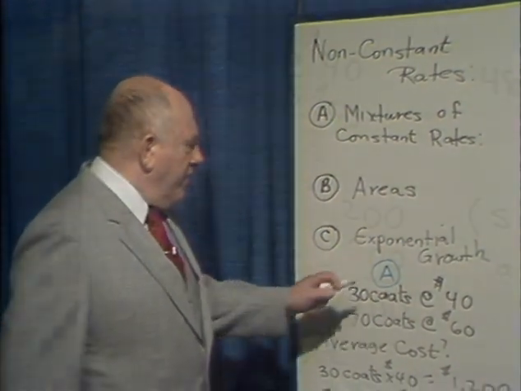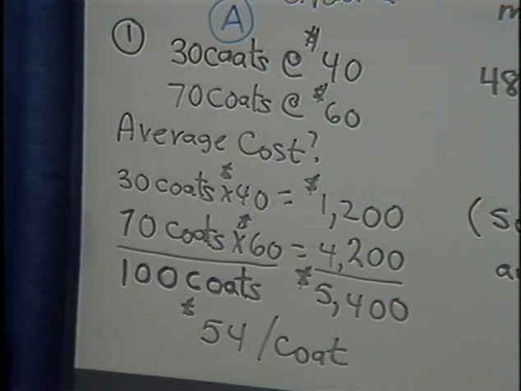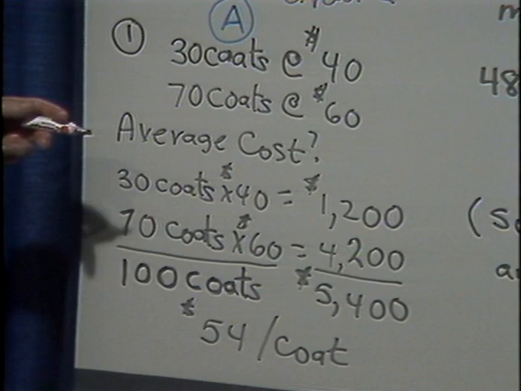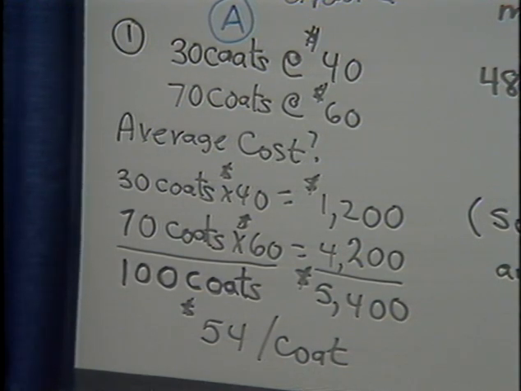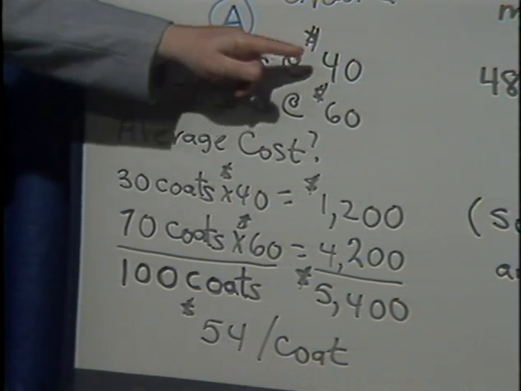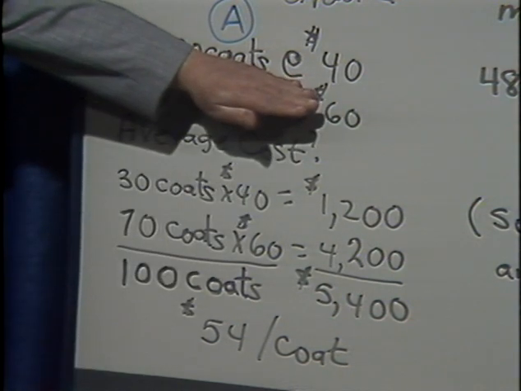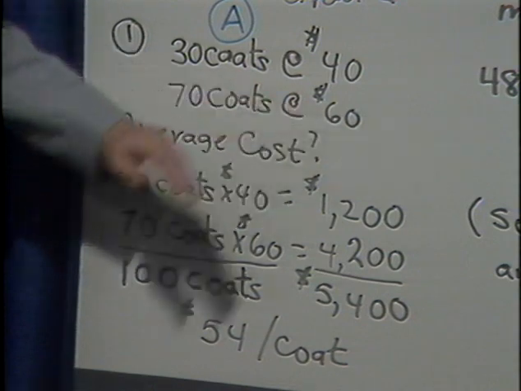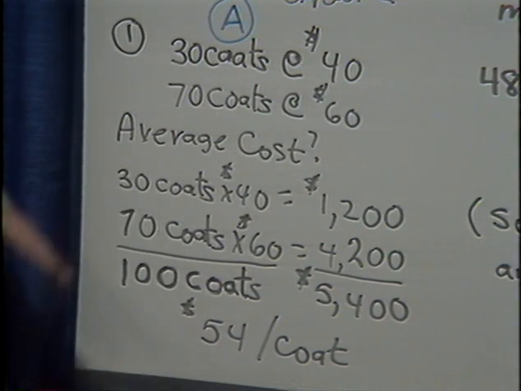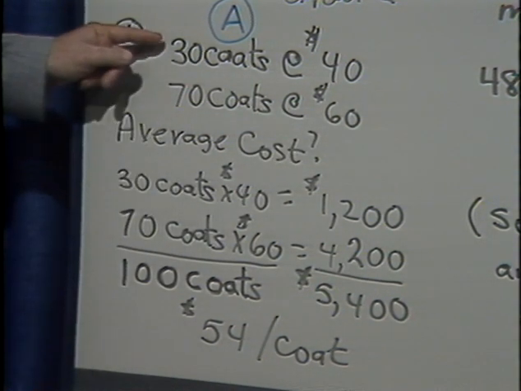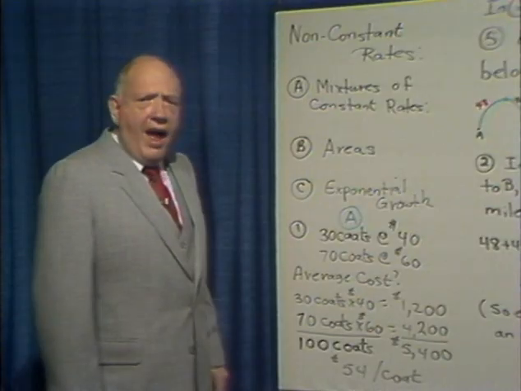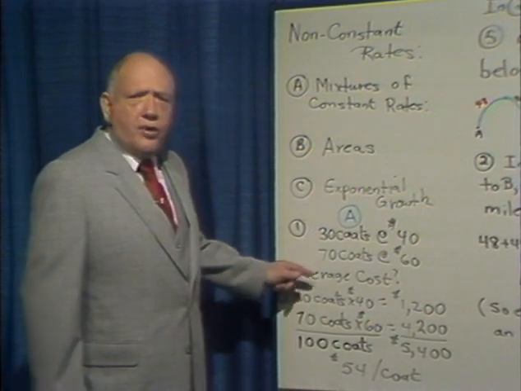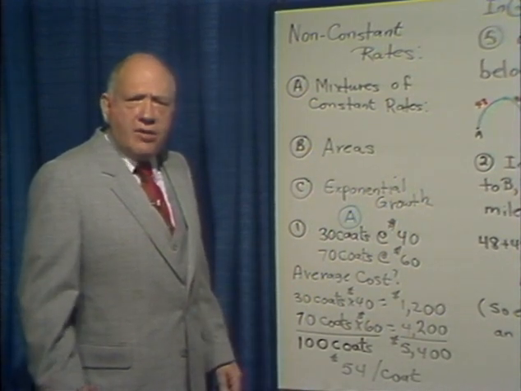But let's start with type A first, and that's the mixture of constant rates. And we've dealt with this before in different contexts. Suppose as a merchant, I go out and I buy 30 coats at $40 each. You see, that's a constant rate problem. Now I go out and I buy 70 more coats, but these coats are $60 each. That's another constant rate problem. So what I've done is I've purchased coats at two different constant rates. And so the question comes up, what did I really spend over here?